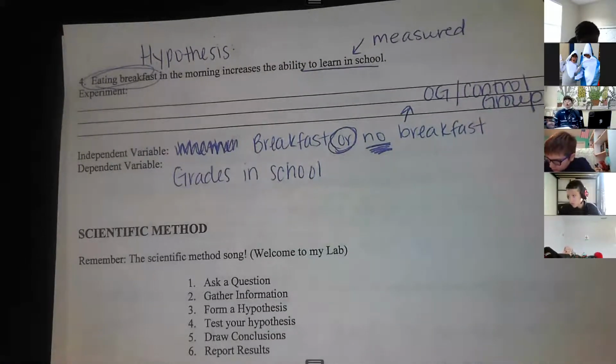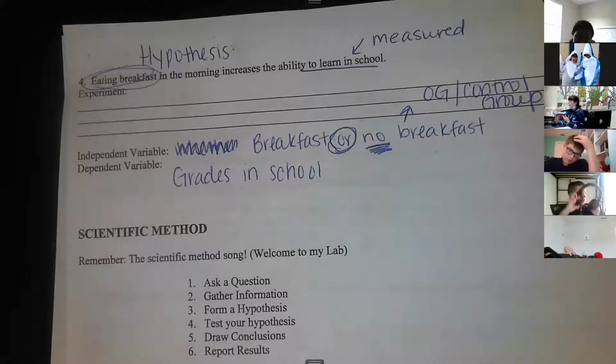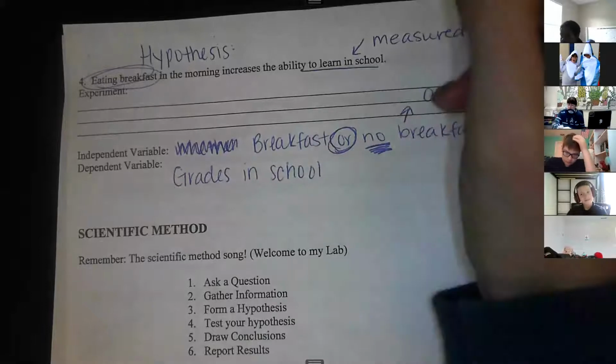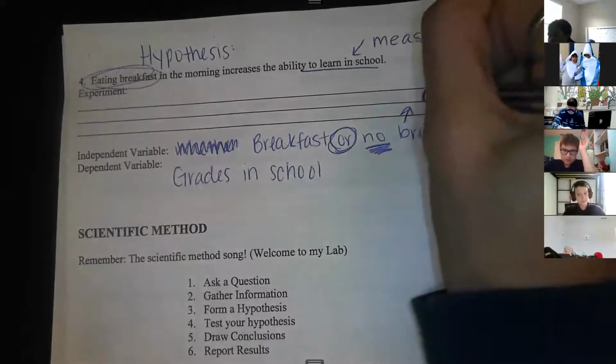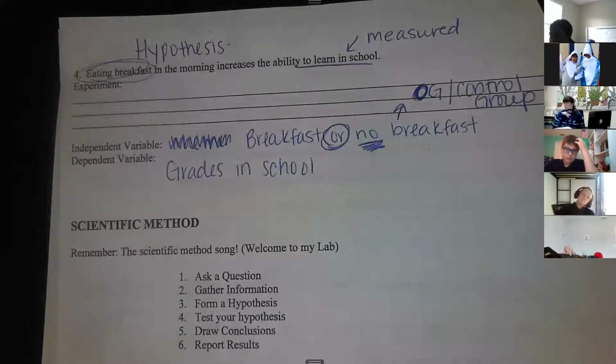Our control group is always used as a baseline. If I want to truly measure how effective breakfast is, I have to see what it was like without eating breakfast and then compare my scores, right? One way that I remember this is that no and O rhyme. The OG goes without. The OG always goes without.